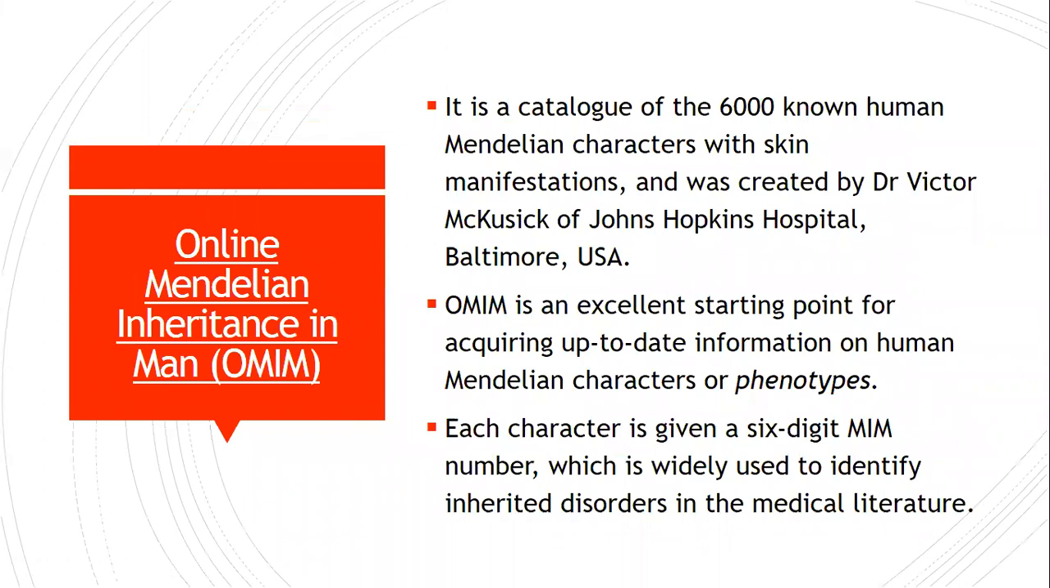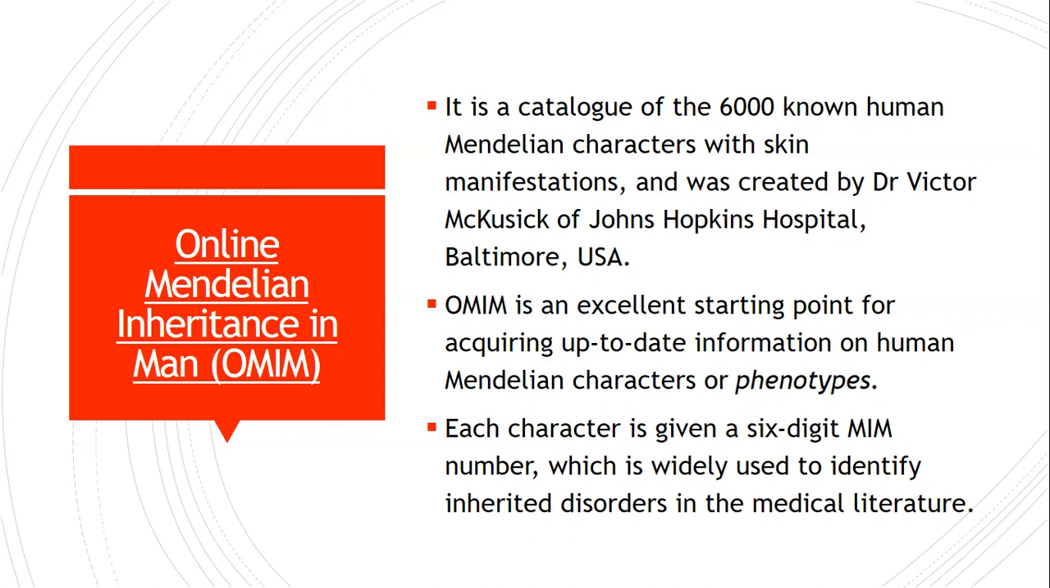First of all, some words about Online Mendelian Inheritance in Man, that is abbreviated as OMIM. This you will see while you are reading various genetic disorders. It's a catalog of 6,000 known human Mendelian characteristics with skin manifestations and was created by Dr. Victor McKusick of Johns Hopkins Hospital, Baltimore, USA.